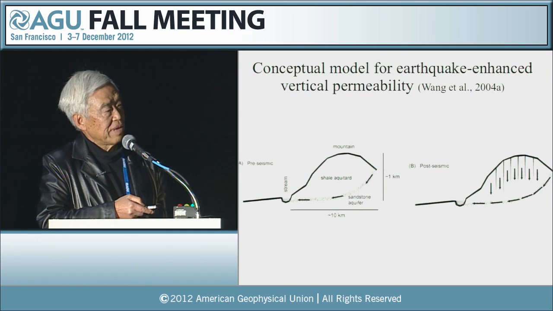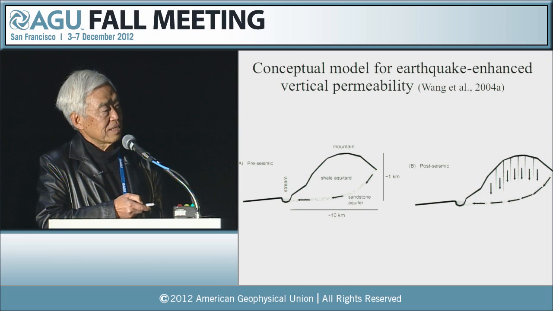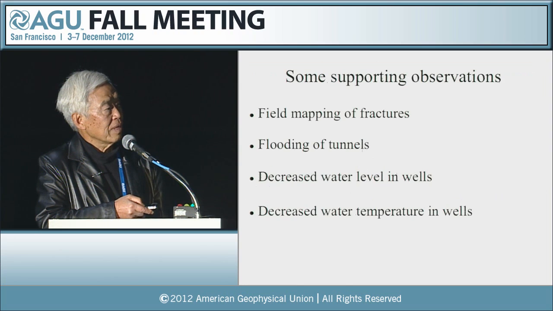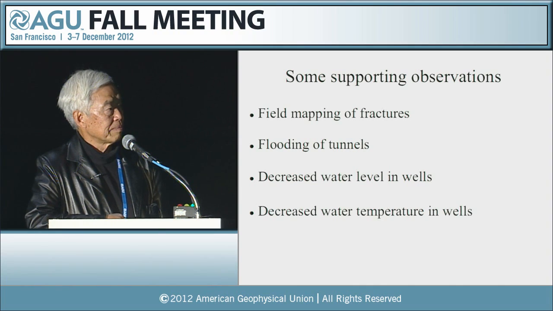During the earthquake, we have evidence to show that the vertical conductivity has drastically increased, and that changed the entire permeability structure and therefore the pattern of groundwater flow. Supporting evidence for this statement includes field mappings of fractures, flooding of tunnels, decreased water levels in wells, and then decreased water temperature in wells near the epicenter.